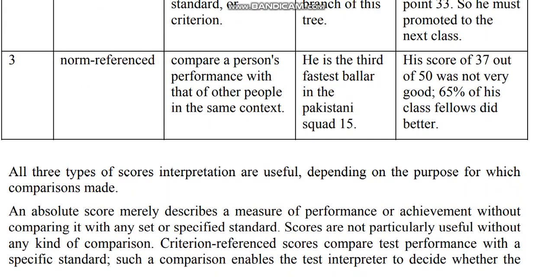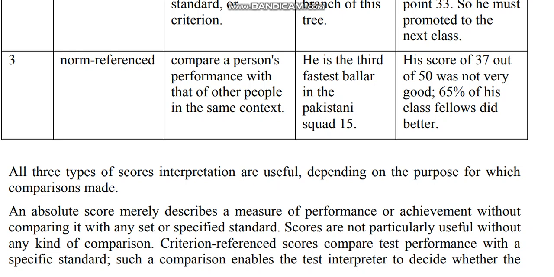All three types of score interpretation are useful depending on the purpose for which the comparison is made. An absolute score merely describes a measure of performance or achievement without comparing it with any set or specified standard. Scores are not particularly useful without any kind of comparison.